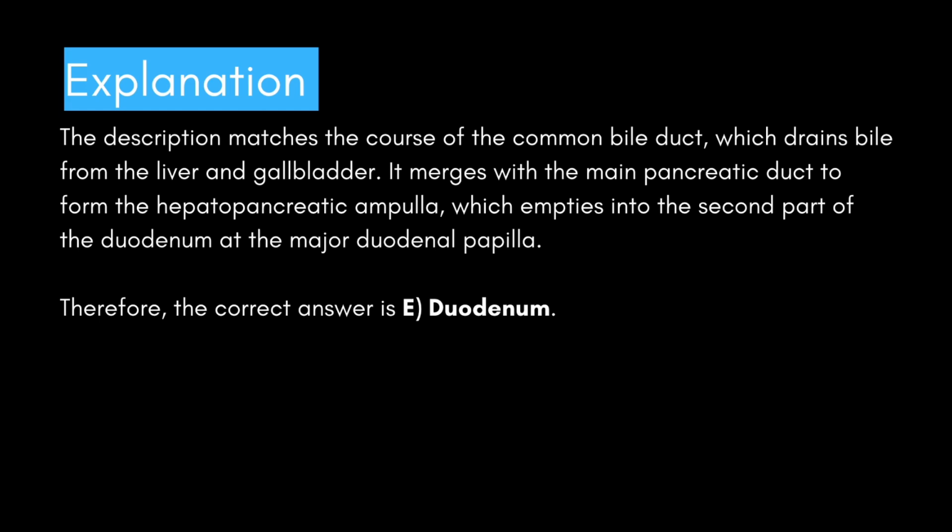The description matches the course of the common bile duct, which drains bile from the liver and gallbladder. It merges with the main pancreatic duct to form the hepatopancreatic ampulla, which empties into the second part of the duodenum at the major duodenal papilla. Therefore, the correct answer is E, duodenum. Let's go ahead and see why the other answer choices are incorrect.